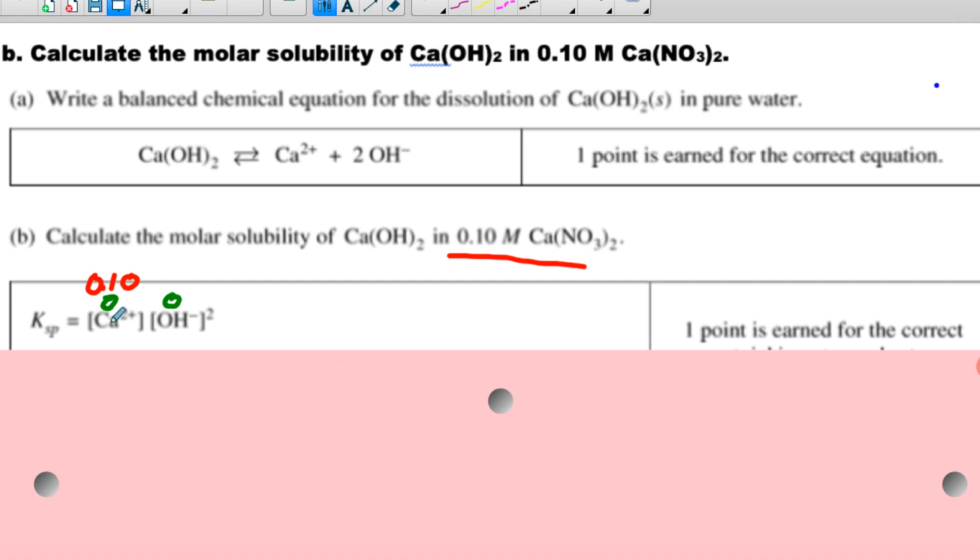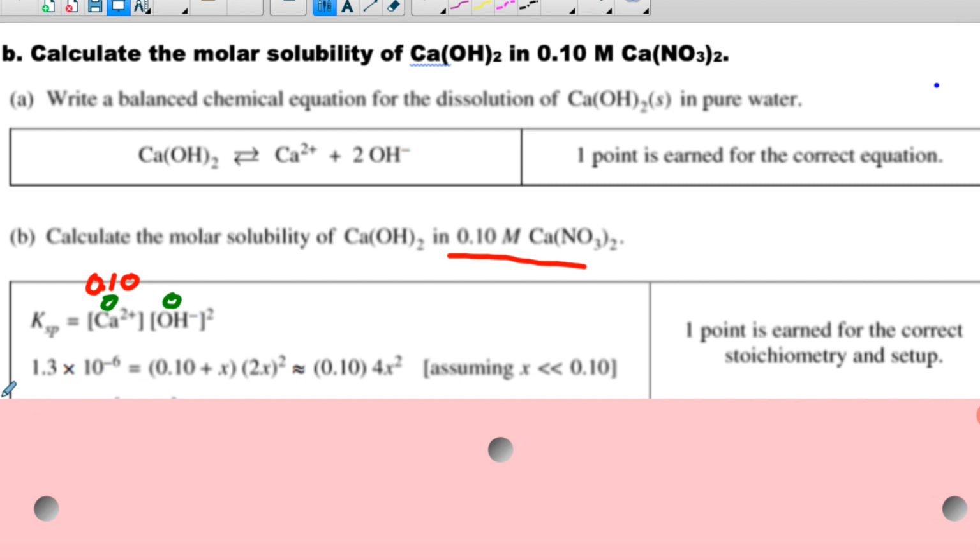So we know that the calcium is going to go up by some factor x. We know that the hydroxide is going to go up by some factor 2x. Here's the Ksp value, the 0.10 plus x, the 2x quantity squared. Now, here's the important thing. If you look at this and go, I'm going to have to use the quadratic equation, you're right. But if you have a really fancy, expensive calculator, you're going to be able to get more points than someone who doesn't have as much money and whose calculator doesn't do the quadratic.